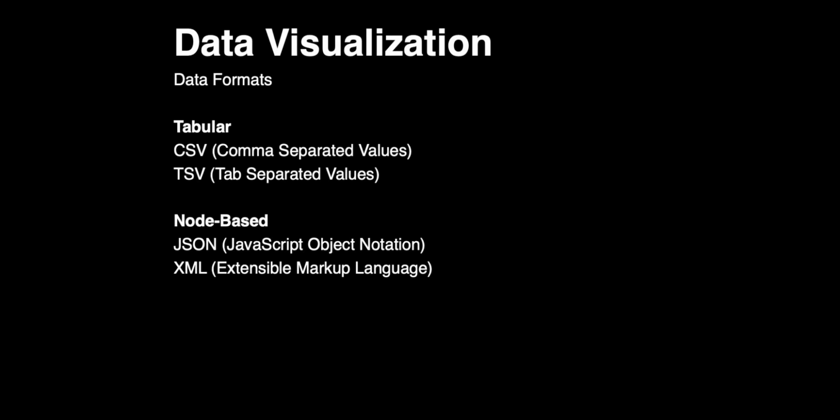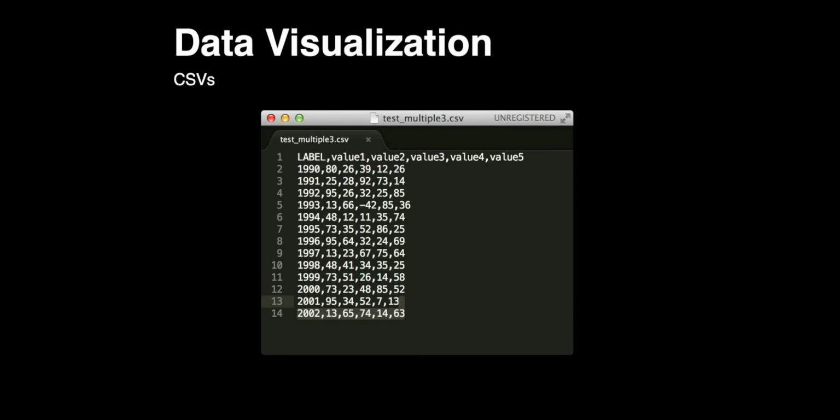And these are node-based data sets. So JSON stands for JavaScript Object Notation, and XML is extensible markup language, which is very similar to HTML. So for this talk, we will be mainly focusing on using CSVs because they are the most common and easiest to work with. So again, it stands for comma separated values.